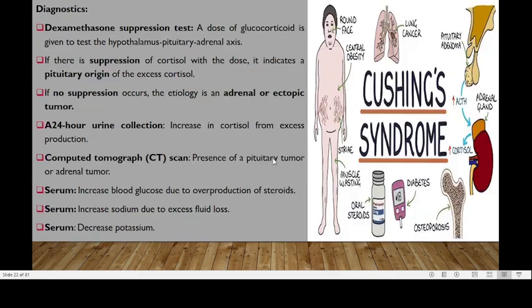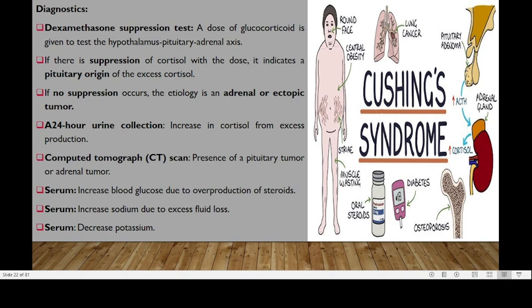In diagnostics, we do dexamethasone suppression test where a dose of glucocorticoid is given to patient to test the hypothalamus pituitary adrenal axis. If there is suppression of a cortisol with the dose, it indicates that the pituitary is the origin of the problem of the excess cortisol. If no suppression occurs, the etiology is an adrenal or ectopic tumor.